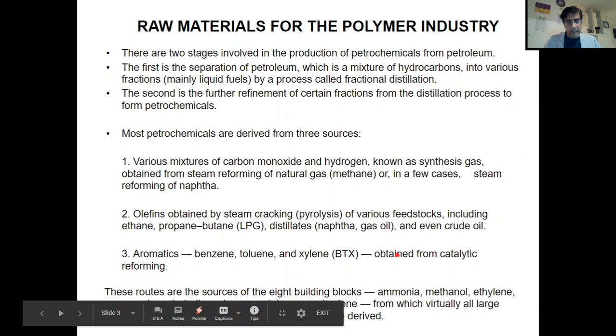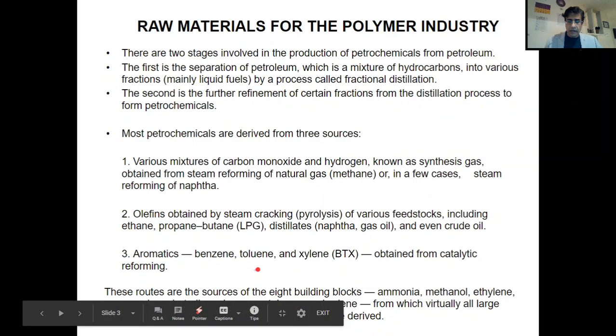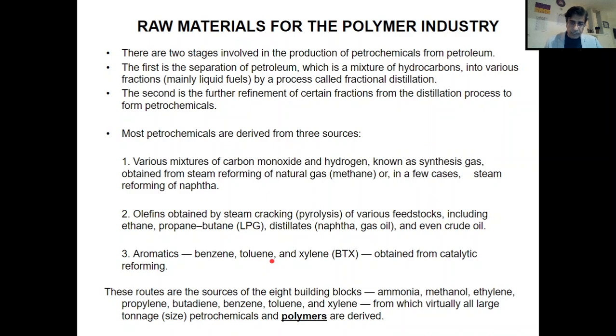What catalytic reforming and distillation are, and how they work, is not the target of this course, but you have to just remember these points. These are obtained from these steps in the refinery, which you have learned in petroleum chemistry. These molecules undergo certain changes, and because of those changes they produce ethylene, propylene, butadiene, benzene, toluene and xylene, and these are used to make a variety of petrochemicals and polymers.